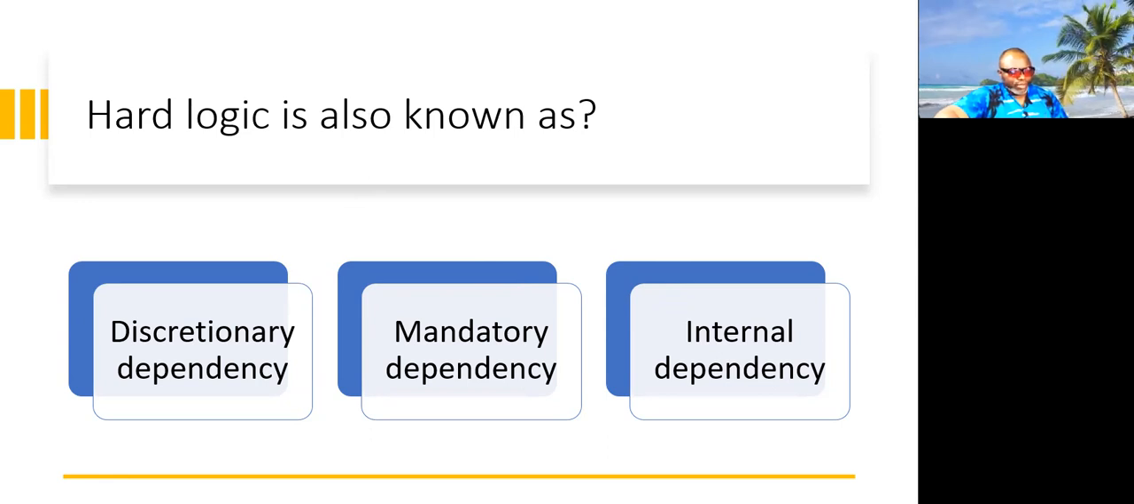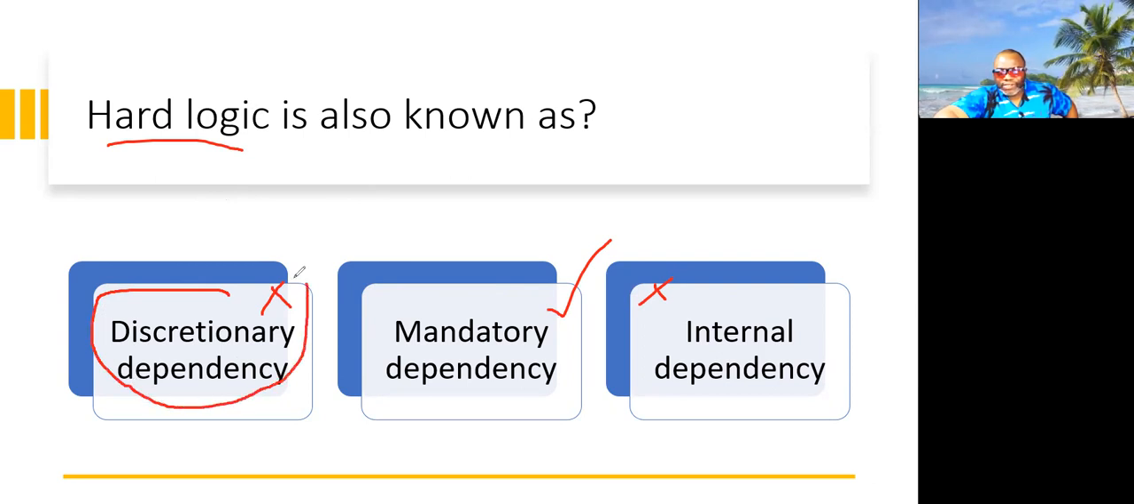Very, very simple at this point. All right. 3, 2, and 1. The answer to this, my friends, of course, it's not discretionary because we just talked about that, and it's not internal either. It's mandatory. Mandatory is also known as hard logic. Now, discretionary that we talked about just now, remember, it's known as soft logic. It's also known as preferential logic, just so you know.